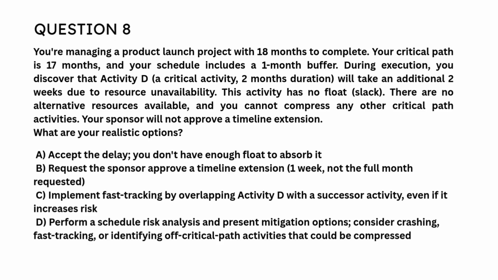Question 8. You're managing a product launch project with 18 months to complete. Your critical path is 17 months, and your schedule includes a 1-month buffer. During execution, you discover that activity D, a critical activity, 2 months duration, will take an additional 2 weeks due to resource unavailability. This activity has no float, slack. There are no alternative resources available, and you cannot compress any other critical path activities. Your sponsor will not approve a timeline extension. What are your realistic options?